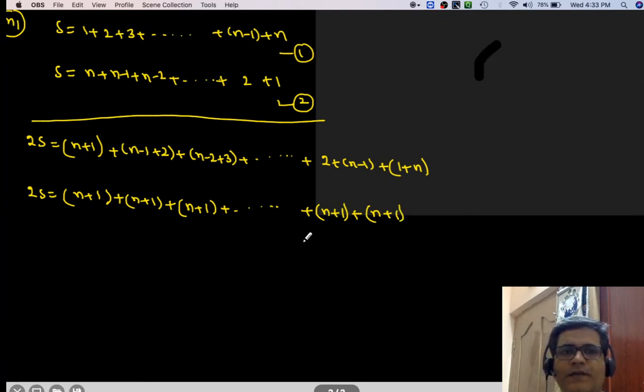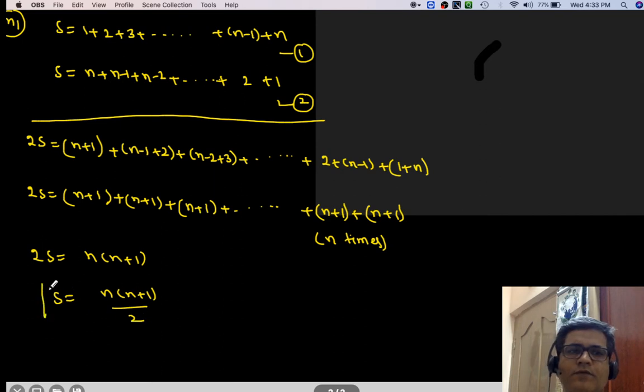So how many times is n plus 1 here? N times. That is, 2S is equal to n times n plus 1, that is n into n plus 1. That is, S is equal to n into n plus 1 by 2.